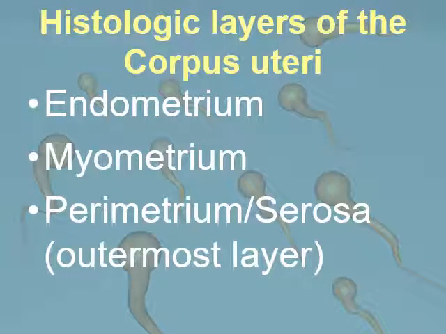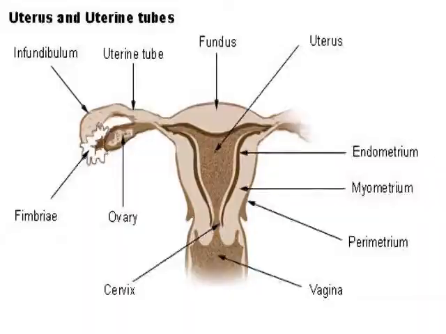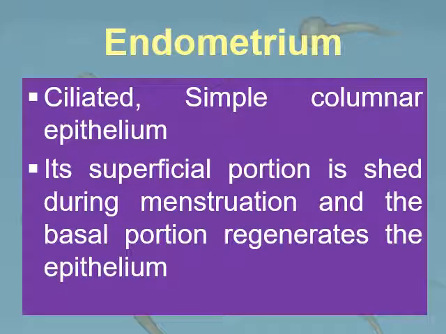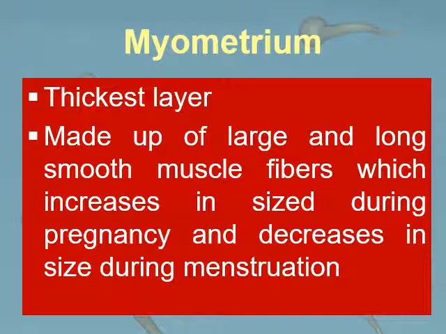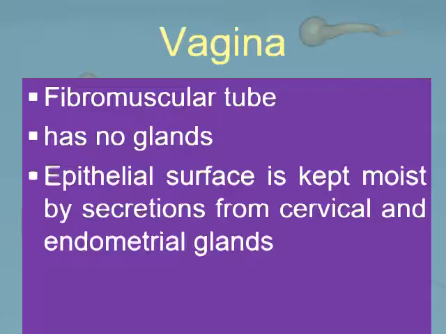So what are the histologic layers of the corpus uteri? We have the endometrium, myometrium, and the perimetrium or the serosa. So the perimetrium is the outermost layer. Another term for perimetrium is epimetrium. So the endometrium, ano yung tissue type na nagme-made up sa kanya? We have the ciliated simple columnar epithelium. So the myometrium is the thickest layer and it's made up of smooth muscle fibers, which increase during pregnancy and decrease during menstruation.